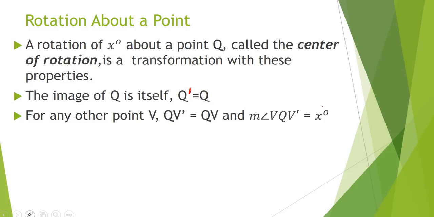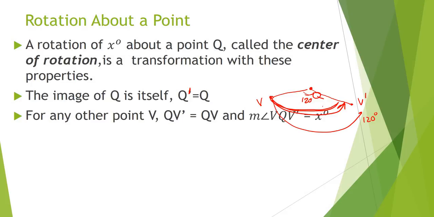So let me do a very simple diagram here, and then we'll look at this a little more carefully. If I rotate Q around itself, it stays right where it is. It's the center of the circle, for example. But for any other point V, if I rotate it, let's say 120 degrees, counterclockwise, and place it over here and call it V prime, QV and QV prime are the same distance, so I didn't go any further out from Q, and this angle measure is the degree of rotation that I said I was going to use. That's all this second thing is saying.